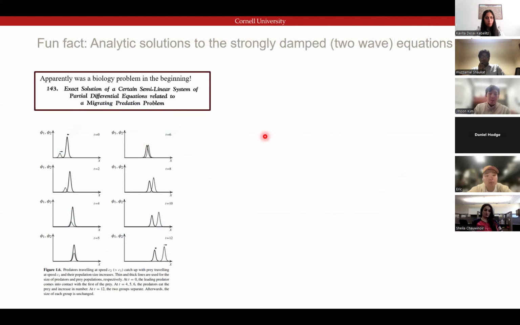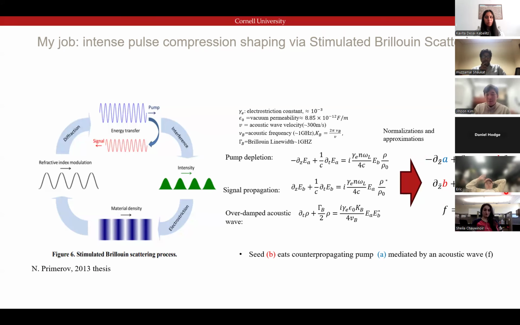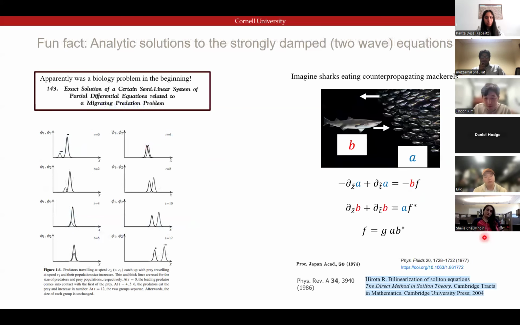When I was researching this, one thing that was very interesting to me was that this problem was completely, at least analytically, solved by mathematicians in the, let me see, 70s. So this was a biological problem in the beginning: exact solution of a certain semi-linear system of partial differential equations related to a migrating predation problem. You can think of this as a shark population and a mackerel population. Counterpropagating, the shark grows and the mackerel dies. So you can think of the shark as the seed and the mackerel as the pump. And then there's a bunch of ways, there's a lot of papers.